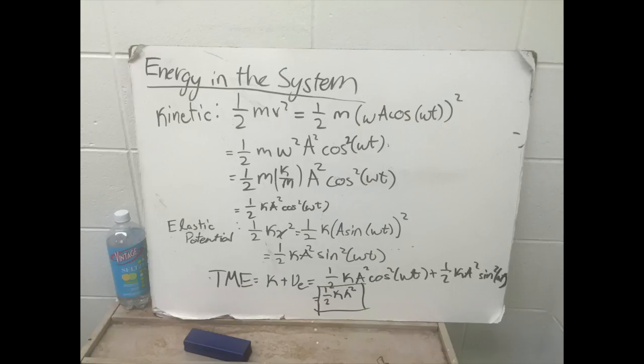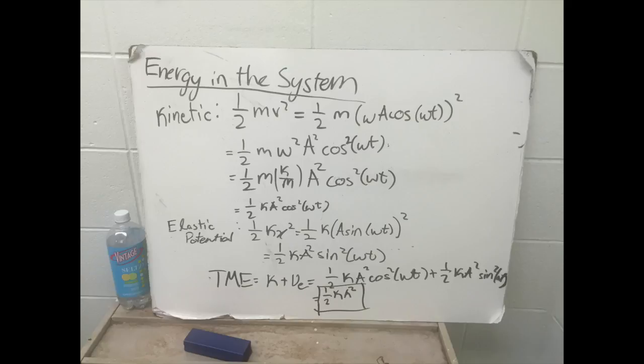With elastic potential, we start with the general formula 1/2 k x squared, x being distance. And we solve for that. x of t would be the distance we have. So it'd be 1/2 k times a sine of omega t, whole squared. With that, we get 1/2 k a squared sine squared omega t.